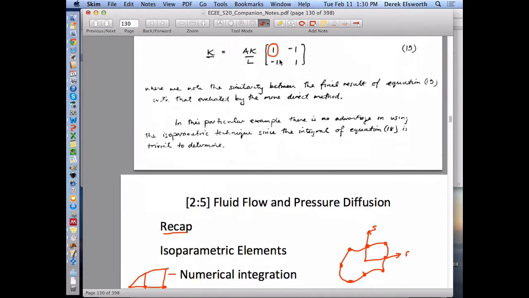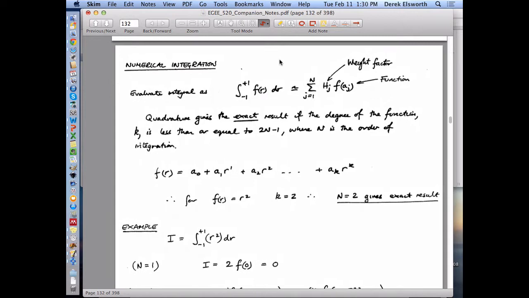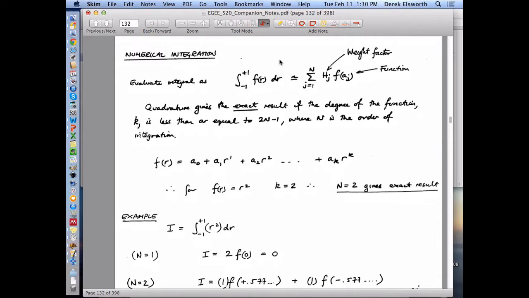And so what's typically used is numerical integration. And numerical integration, I imagine you've probably seen it in your past, it's really quite straightforward. It basically says that if you take a function of r and you want to integrate it between some limits, then you can do it by doing two things.